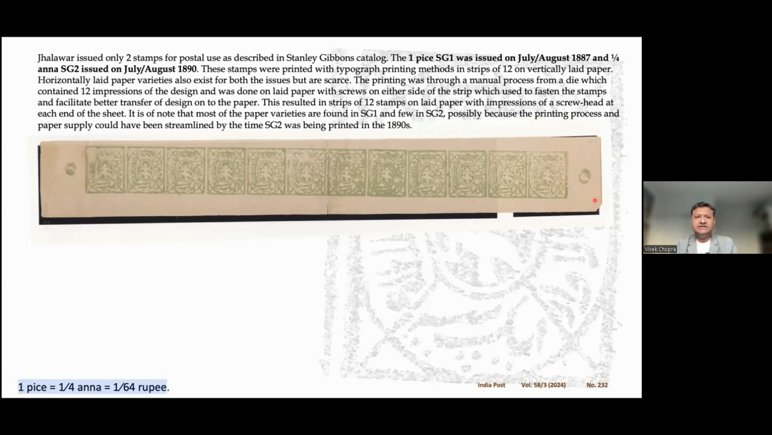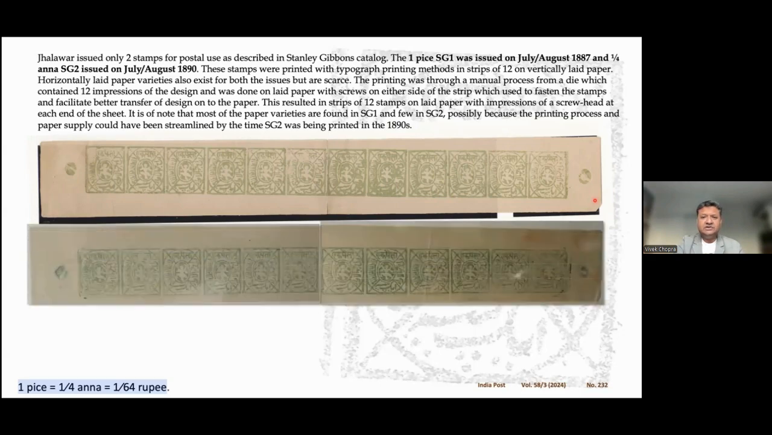Yeah, so this is, and I'll be talking about different paper varieties which I have also come across in these two stamps. This was possibly because the printing process had a supply which was random initially, which got streamlined as the stamps were being used pretty intensely within the state.